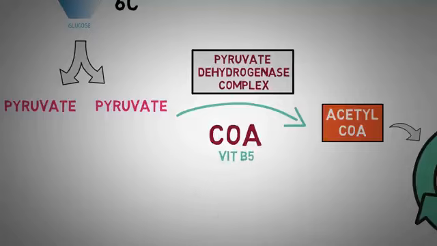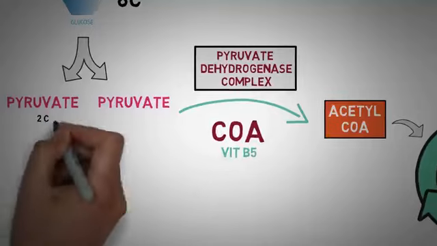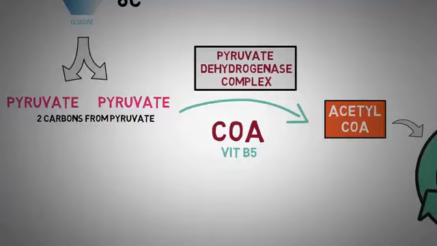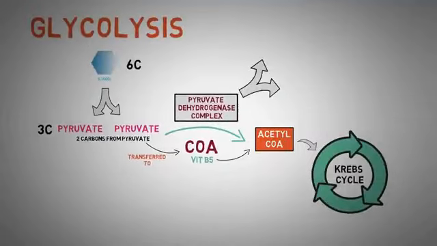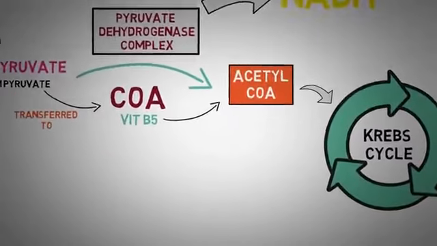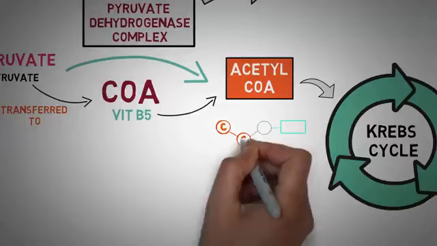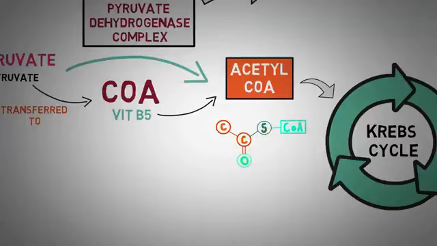In this reaction, 2 carbons are transferred from the pyruvate to coenzyme A to form the acetyl-CoA. One additional carbon present in the pyruvate is lost in the form of carbon dioxide. In this reaction, 1 molecule of NADH is also produced. So this is how acetyl-CoA is produced from pyruvate. This acetyl-CoA is a 2-carbon compound and is the starting point of the Krebs cycle.